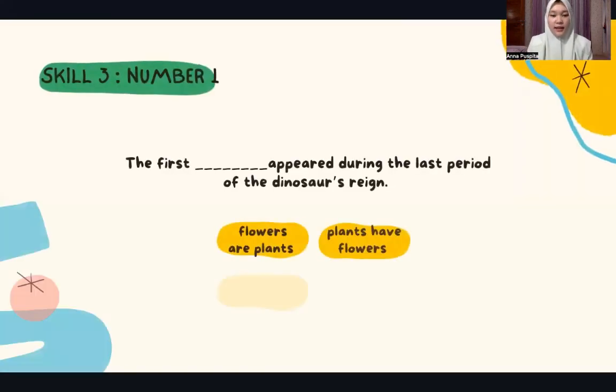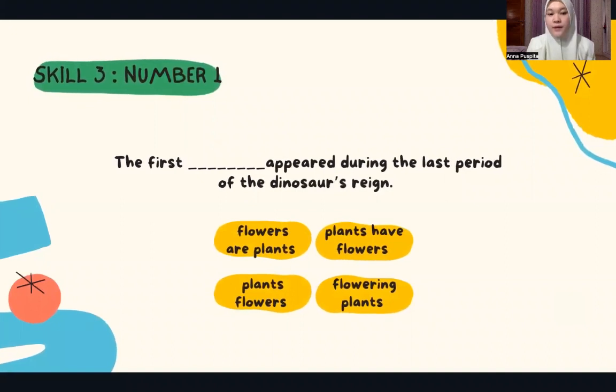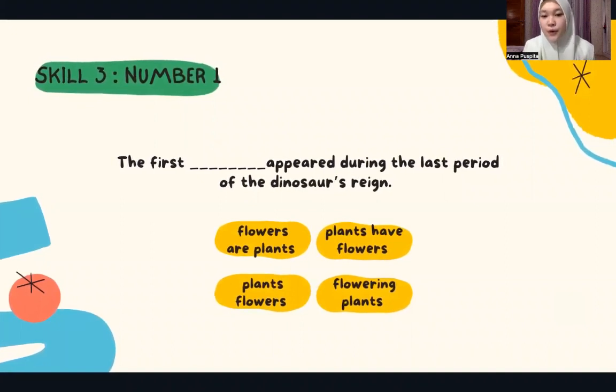Let's take a look at this question. The first blah blah blah appeared during the last period of the dinosaur reign. We analyze appeared as a verb, right? So we only need a subject. The correct answer is D, flowering plants. Ing in this flowering acts as an adjective because there is no to be before the word flowering, right? So the subject is flowering plants.